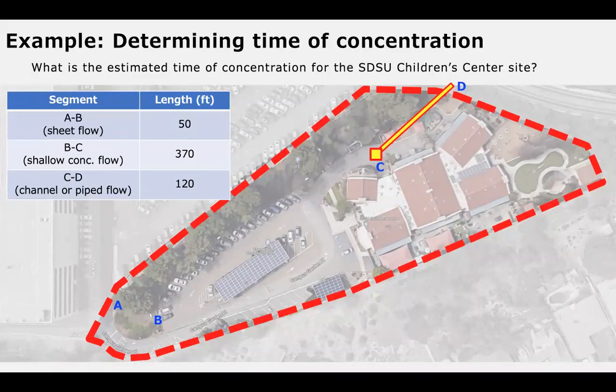So let's do the example with our children's center site. All right, and let's suppose that the hydraulically most distant point is starting at point A over here. So we've got the first segment, which is from A to B. That would be sheet flow as it moves down that wooded area. The next segment from B to C is shallow concentrated flow on the asphalt parking lot. At point C, the stormwater runoff enters a drainage basin and is then conveyed to point D using piped flow, open channel pipe flow.